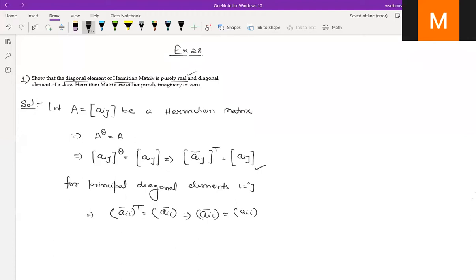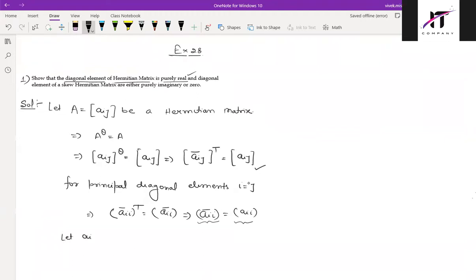Now, can any one of you tell me when it is possible that a complex number is equal to its own conjugate? It is possible if it is a purely real number. If the complex number has no imaginary part, it is purely real, so it will be equal to its conjugate. You can conclude it directly here, or you can say it in this way.